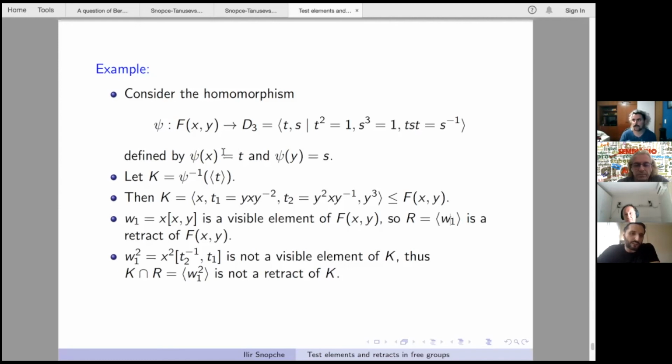But the original idea of test elements was, as the Professor mentioned, the following. If you have one related group, and you have some kind of automorphisms there, basically you want to lift these to the free group in some sense, and then you see what's going on with these elements, how it acts. So basically this was the idea.